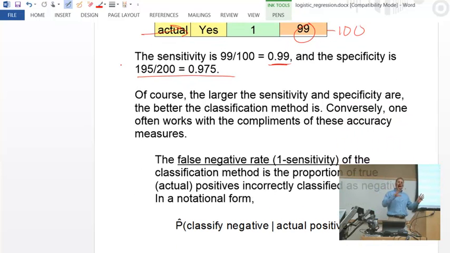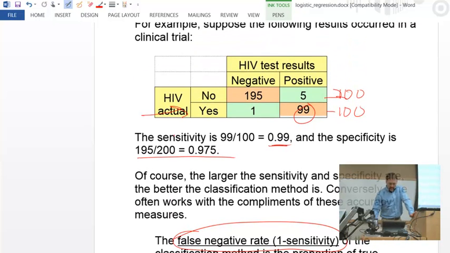Now we can look at it from a different point of view. Let's talk about the errors. We can talk about the false negative rate, which ends up being 1 minus the sensitivity. So again, given positive, what's the false negative, in terms of the test that came back negative when in fact the person was truly positive? Well, the false negative rate would be 1 divided by 100. That's the false negative rate.